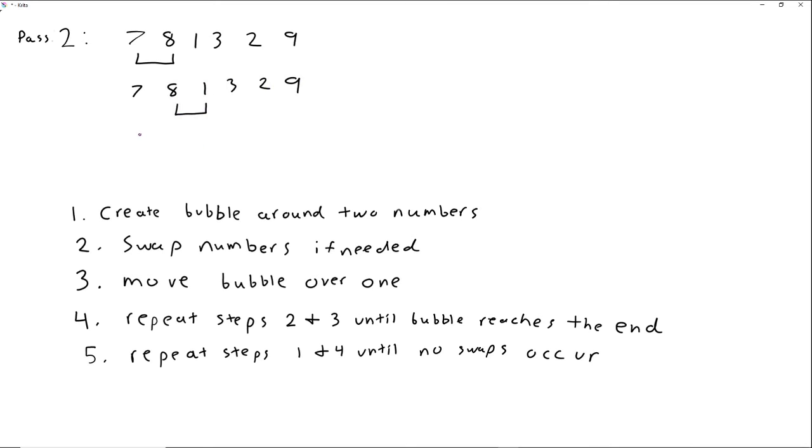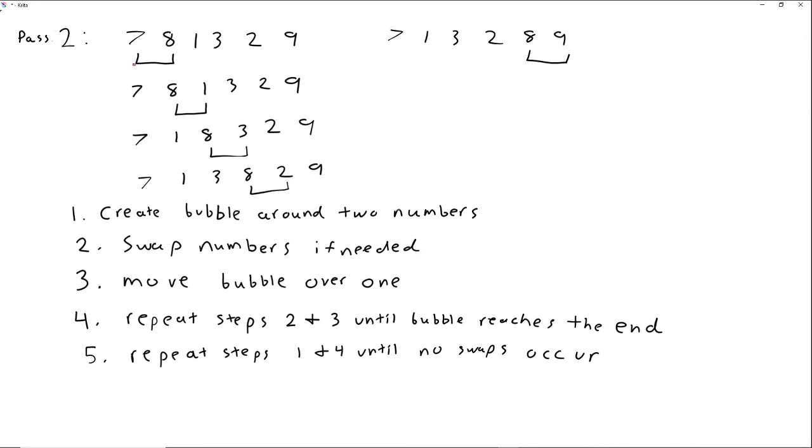We now have a 7 and 8. We must swap the numbers. Moving the bubble over, 8 and 3. We now have to swap the numbers. Moving the bubble over, it's 8 and 2. We must swap the numbers. Move the bubble over one more, and we're now at the end. However, 8 and 9 do not need to swap, so now we're done with pass number 2.